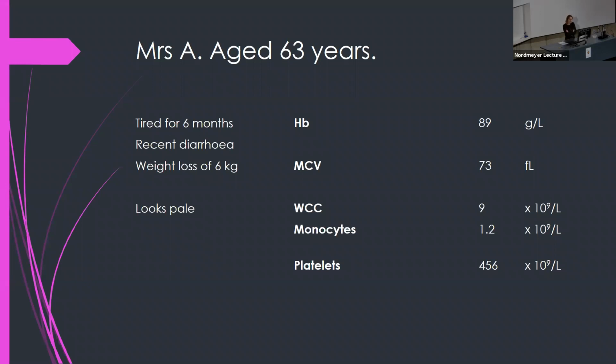She's got a microcytic anemia. The white cell count is normal, but the monocytes are in fact slightly high. The upper limit of the monocyte reference range is 1.0 usually. So she's got a bit of a monocytosis, and she's got a slightly high platelet count. Normal platelet count is 150 to 400.